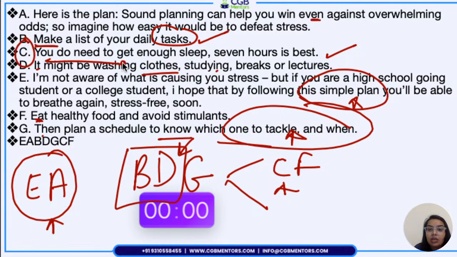Here you need to get enough sleep. You need to eat healthy food and avoid stimulants. So that's why C and F will come together, and now you see automatically the answer is in front of you. Okay? I hope this is fine.